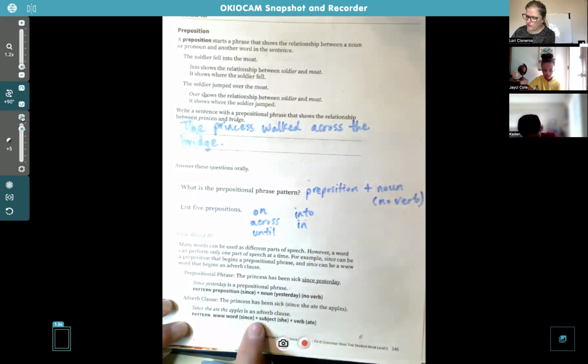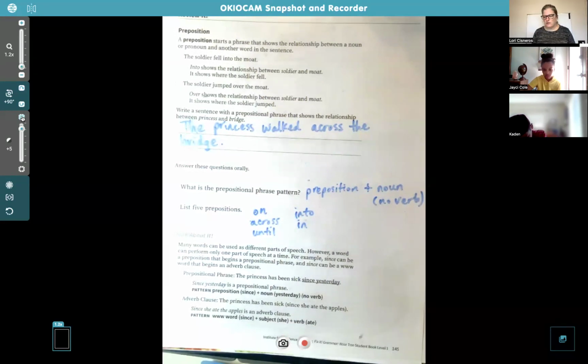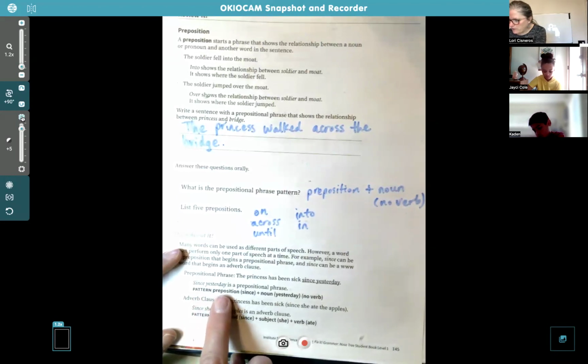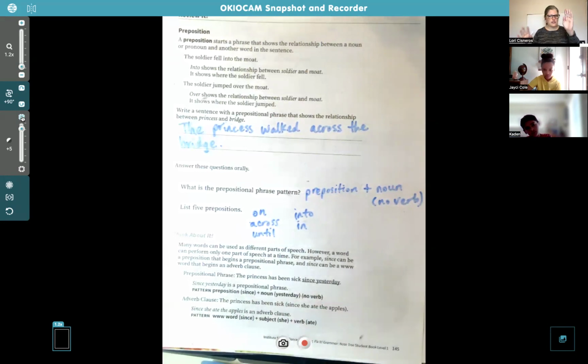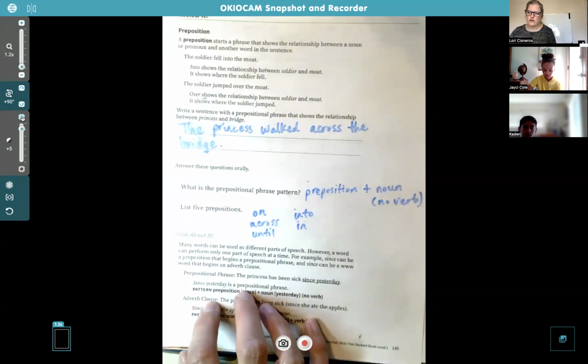And here's the pattern at the very, very bottom. The WWW word, that's the Asia word, since, plus subject she, plus verb ate. So look back up here on the pattern, preposition is, this pattern is preposition since plus noun yesterday and no verb. So that's the difference. So whenever you see one of these words, make sure you pay attention to how it's used. And then that'll tell you if it's a clause or a phrase. Okay, you guys look at the words around it and then that'll help you decide. Any questions about this page right here? Okay, so let's move on.